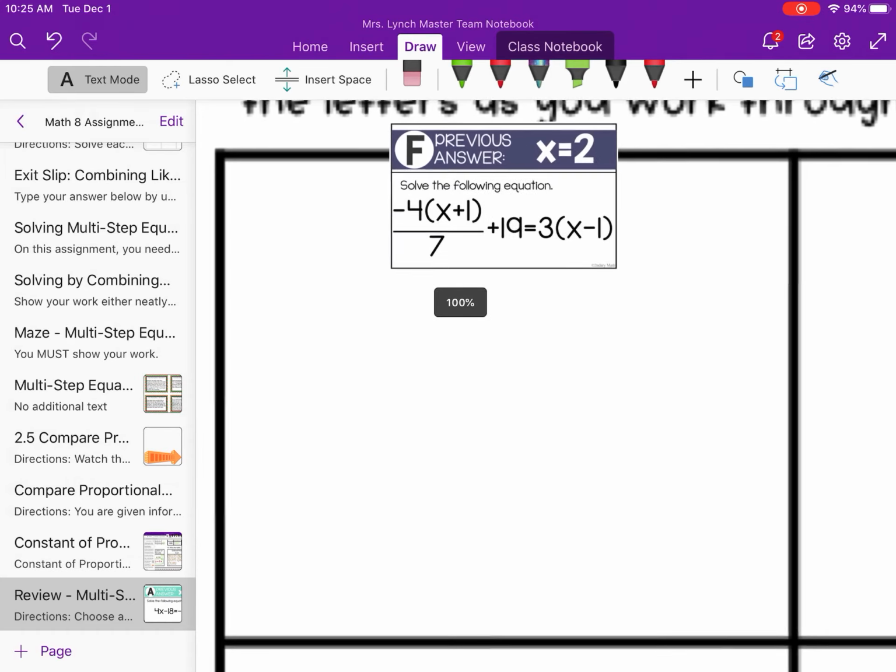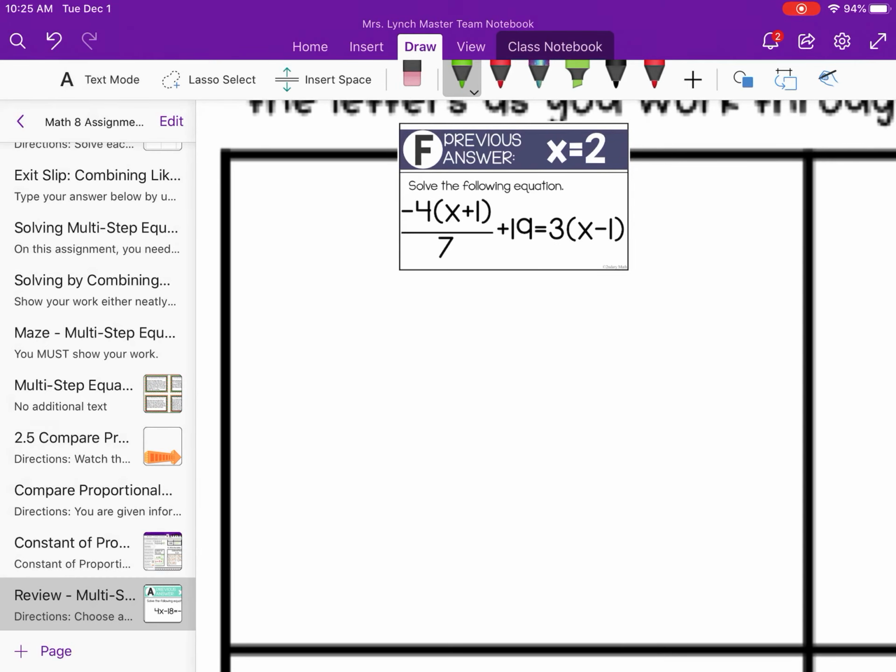Let me see if I can zoom in even more. The negative 4 times the x, the negative 4 times the 1. Then we're also going to need to multiply with parentheses over here. We have to do 3 times x and 3 times negative 1. All right, so just like we read, let's work from left to right. So negative 4 times x. They have nothing in common, so we're just going to squish them together. So negative 4x.